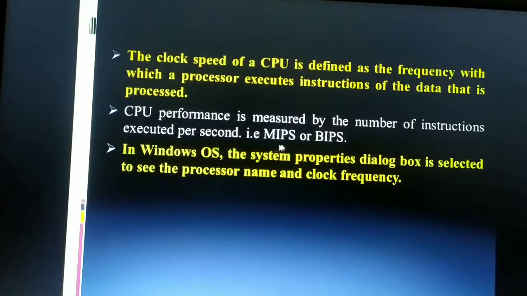So CPU performance is measured in million instructions per second or billion instructions per second. And one more thing: the clock frequency is usually measured in millions of cycles per second, that is megahertz, or billions, which is gigahertz. I hope you are able to understand.